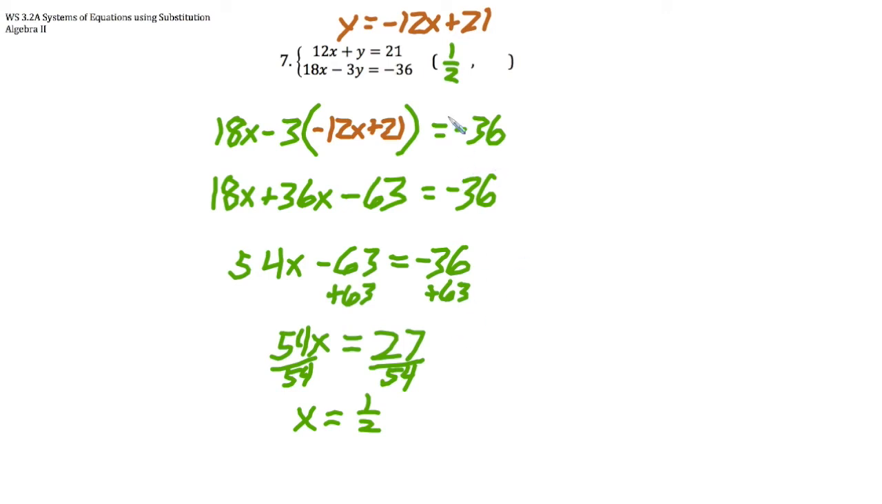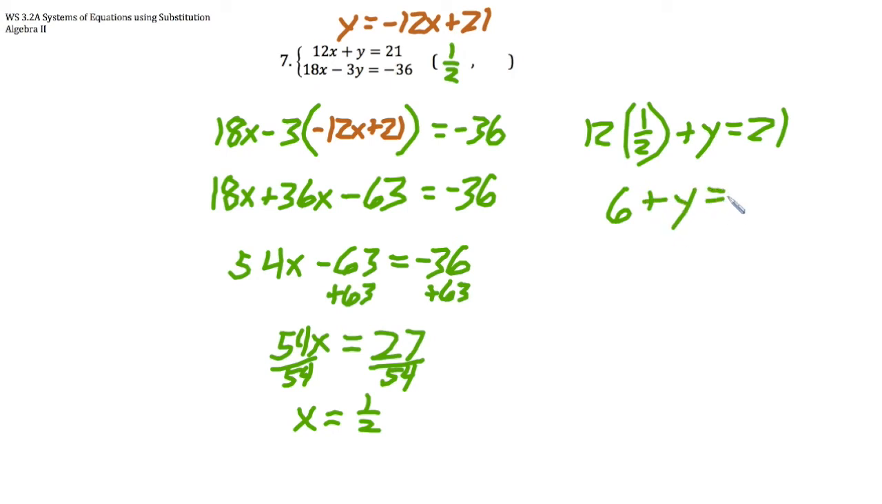Our job now to find the y value is to plug this x value into one of these equations. I like the top one because y is going to be nice and simple to solve, so 12 times my magic x value of 1/2 plus y is going to equal 21. Half of 12 is 6. We were able to kill that fraction easily, weren't we? Plus y equals 21. Subtract 6 from both sides, and we find that y is 15.